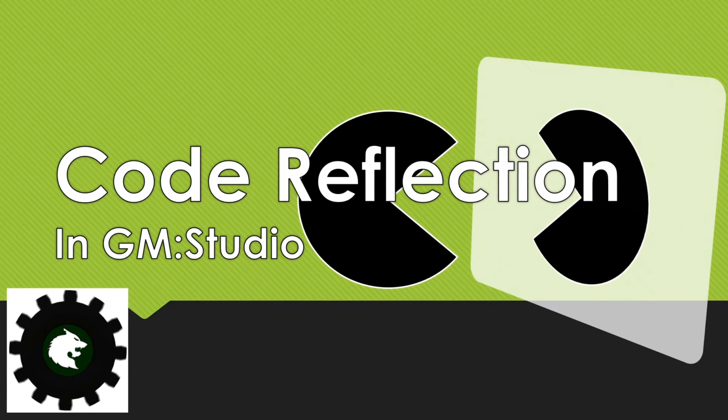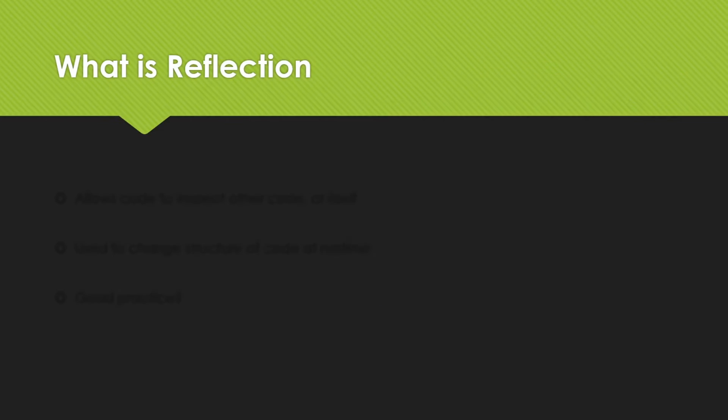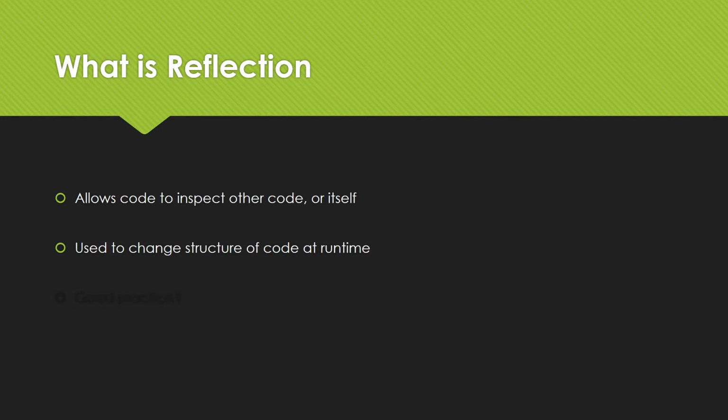Today I want to talk to you about code reflection in GameMaker Studio. Now I'm not talking about drawing reflections, such as maybe having a sprite reflecting in water or anything like that. What I'm actually talking about is allowing code to inspect other code and in fact itself. That can be used to change the structure of the code at runtime to achieve more flexibility within your code, make it more maintainable in the future.